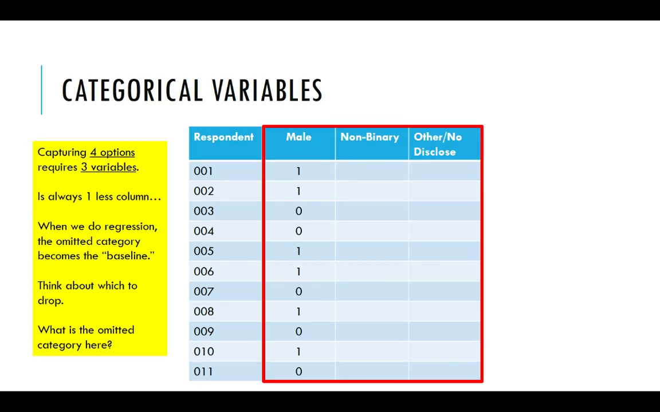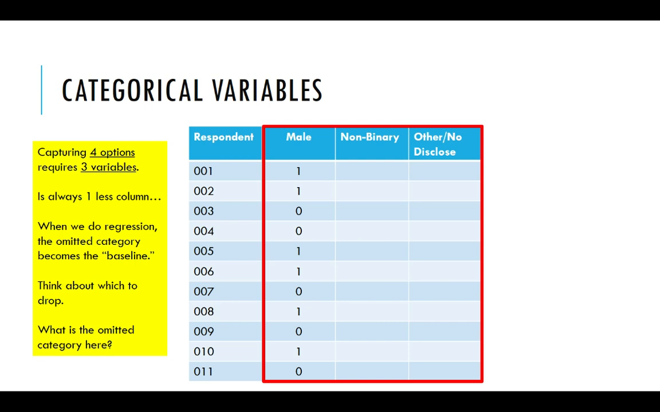Now, if we are treating this as a categorical variable, because now we have multiple categories, for example, the 4 options that I gave you, it requires 3 variables. Remember, there's always one less column than category. Now, when we move on to talk about regression, this omitted category actually becomes our baseline for interpretation. So when we get to regression analysis, we have to think about which category do we want to drop out.